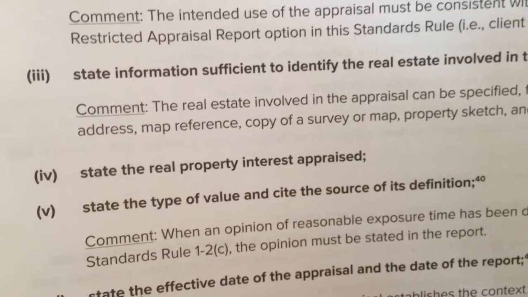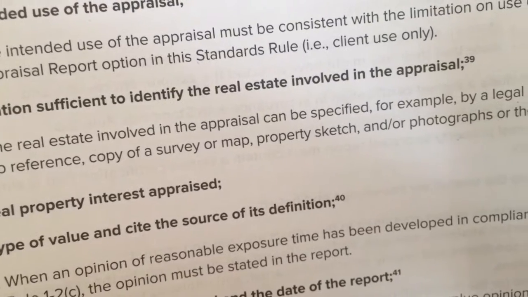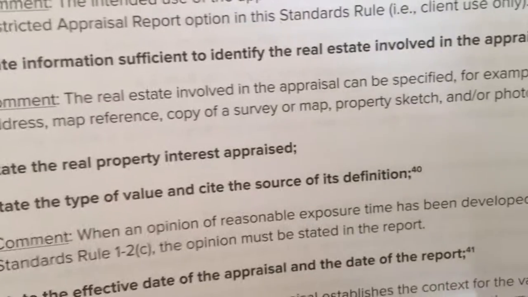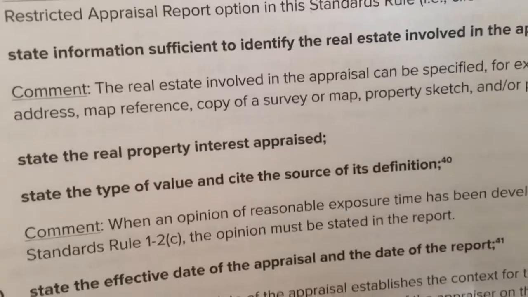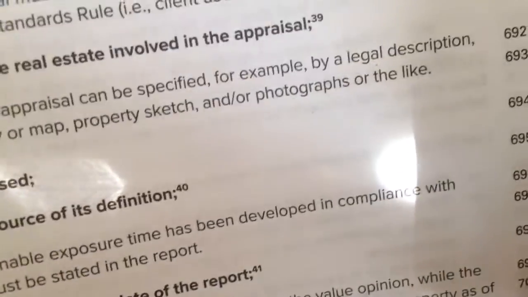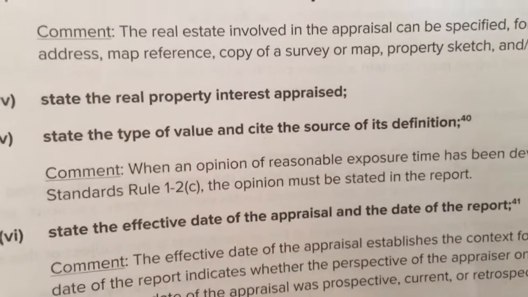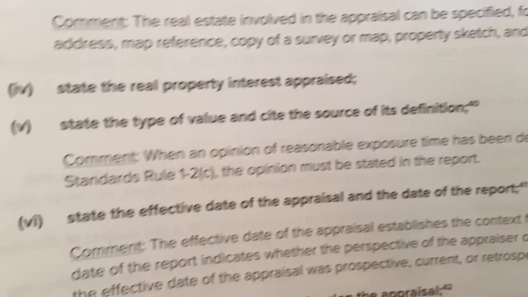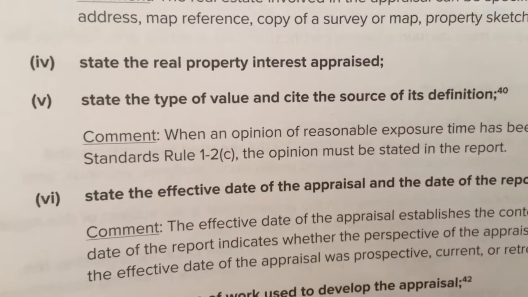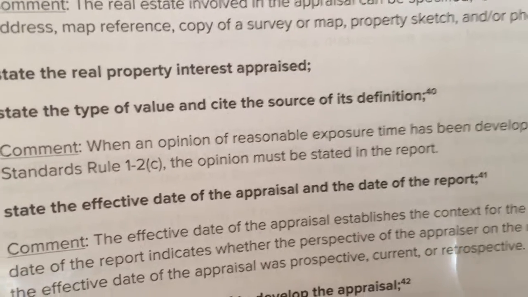Roman numeral 3. State information sufficient to identify the real estate involved in the appraisal. Comment. The real estate involved in the appraisal can be specified, for example, by a legal description, address, map reference, copy of a survey or map, property sketch, and/or photographs or the like. Roman numeral 4. State the real property interest appraised. Roman numeral 5. State the type of value and cite the source of its definition.